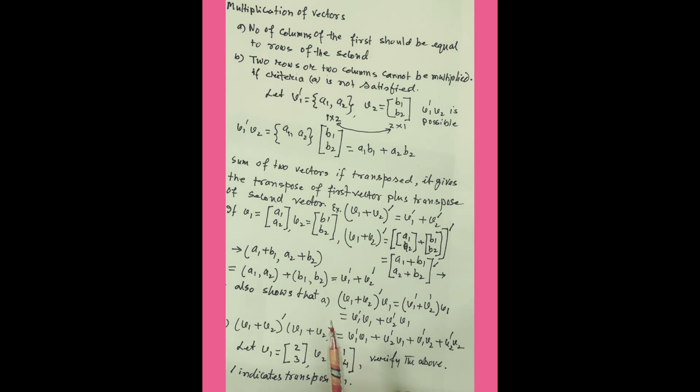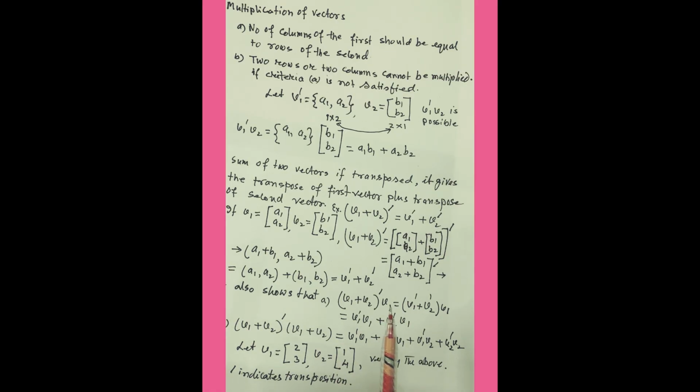Then two rows or two columns cannot be multiplied. Suppose multiplication of row with row or column with column, that cannot be multiplied because the criterion will not be satisfied. Now let P1 prime be equal to A1 A2, then P2 prime is B1 B2.